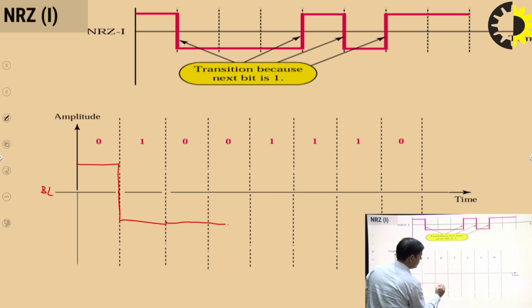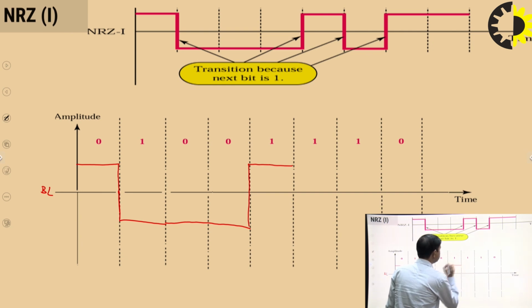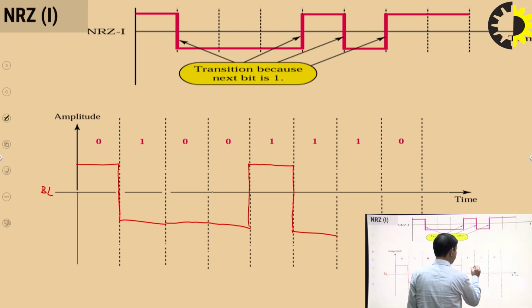Again 0. Whenever 1 comes, the signal will be inverted. Now, this time we are at the bottom side, so we will invert the signal and come to the upper side. Then again we are getting 1, so again the signal will be inverted and it will come to the bottom side. Again 1 is encountered, and again the signal will be inverted.